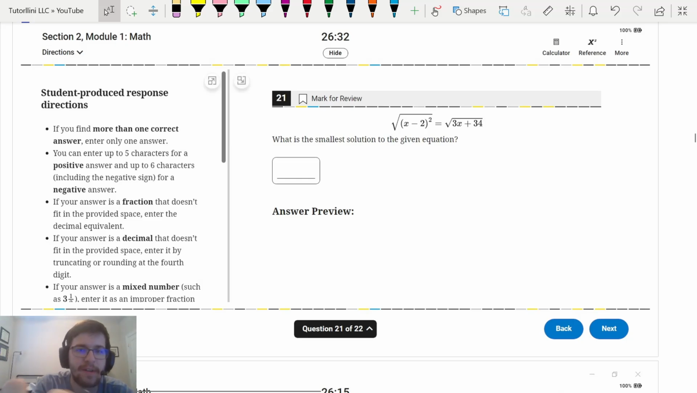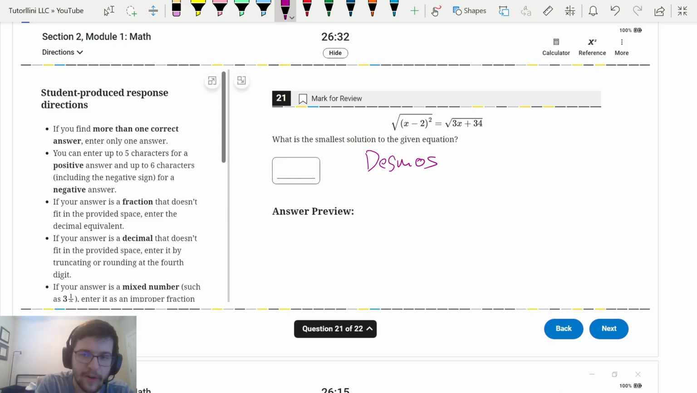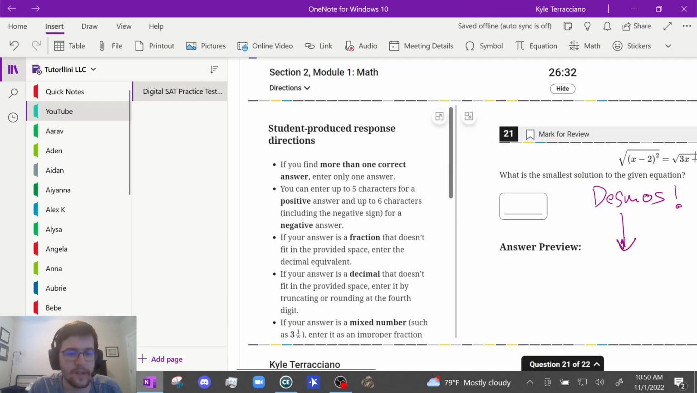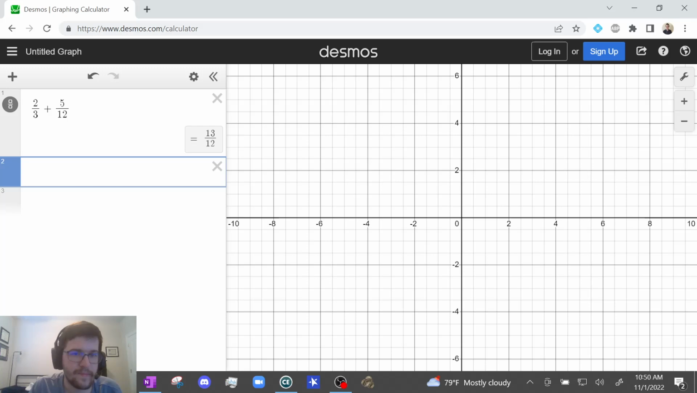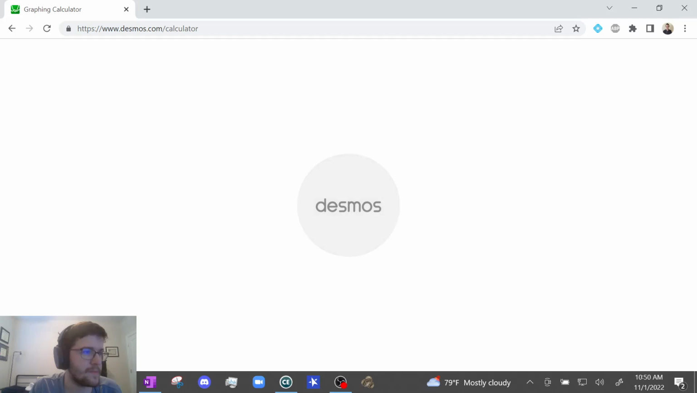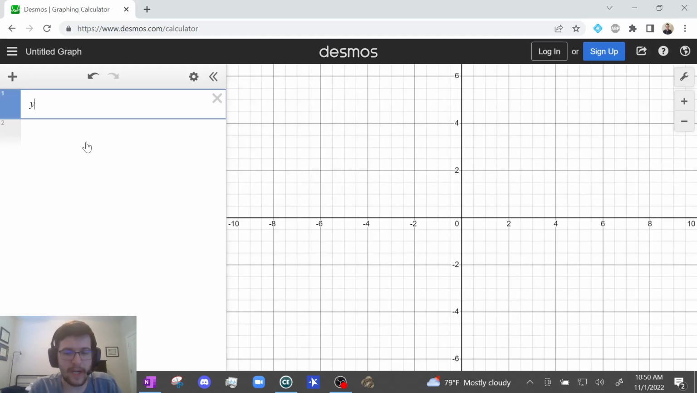All right, man, this one, again, you can solve any equation just by graphing the left-hand side and the right-hand side and seeing where they're equal. So to me, that's the easiest way, so that's what I'm going to do. So let's go to Desmos. And I'm going to refresh. And I'm going to type in y equals the left-hand side.